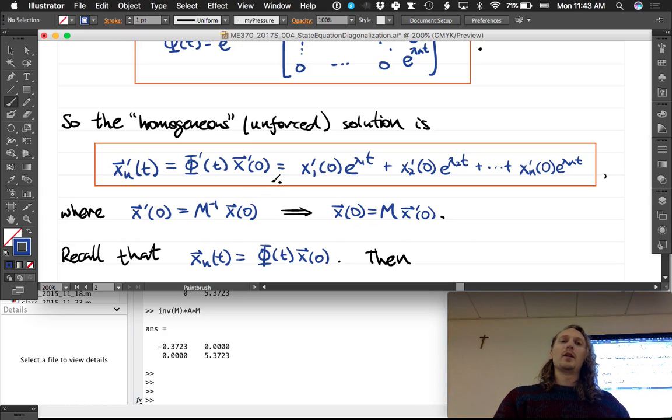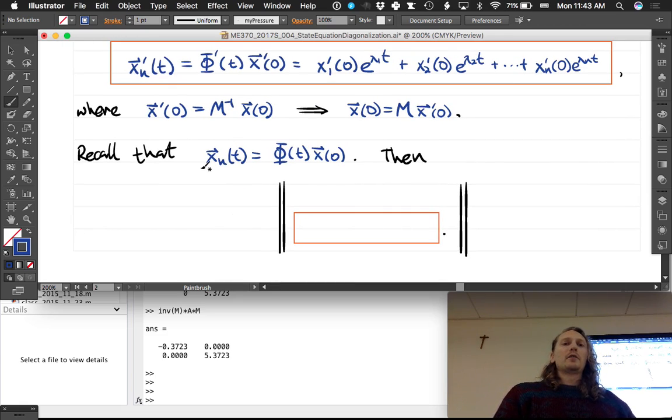Okay, so our x prime of 0, we just have to transform our initial conditions as well, right? We had to transform the state variables, but also the initial conditions, which makes sense. Recall that x homogeneous of t is equal to phi of t times x naught, so the initial condition.